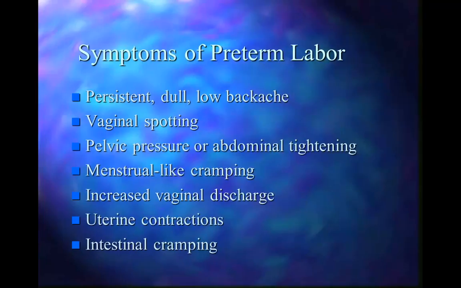Symptoms of preterm labor, often they don't have real strong contractions. They just might have a persistent, dull, low backache with some vaginal spotting. It's not always bright red, but it can be. They feel pelvic pressure or abdominal tightening, and they might say they feel kind of like menstrual-like cramping. They can have an increase in vaginal discharge, and they can actually have uterine contractions or intestinal cramping, like they're going to have diarrhea or something like that.